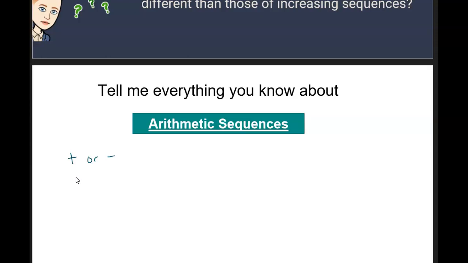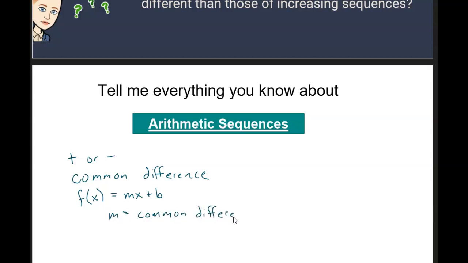So we also know that arithmetic sequences have a term called a common difference. This is the number that is added at each step. We also know that we use this function to model an arithmetic sequence, where m is the common difference. And do you remember what b was? B was the value at step 0. We might also call this the first value.